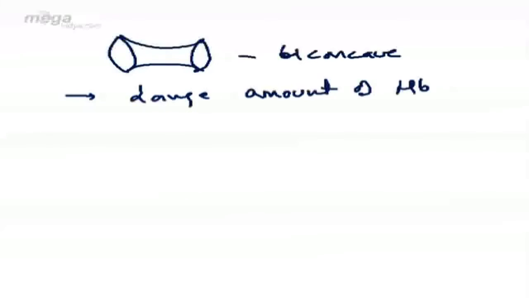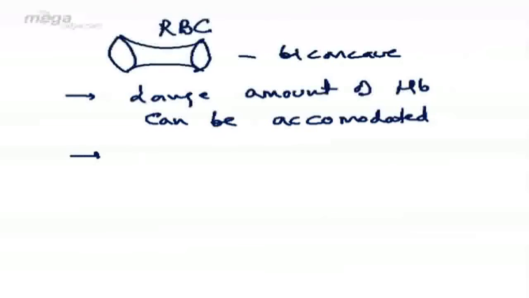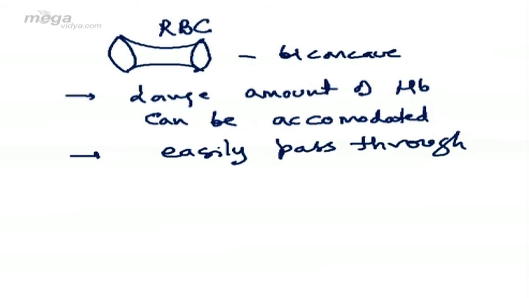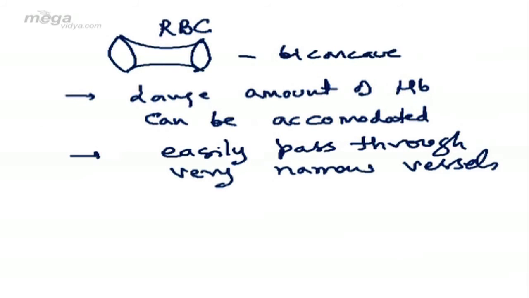This shape offers two advantages. Number one, because of this shape, a large amount of hemoglobin can be accommodated. And the second, because of this shape, RBCs can easily pass through very narrow capillaries or very narrow vessels. An average size of the RBC is around 7.5 microns.